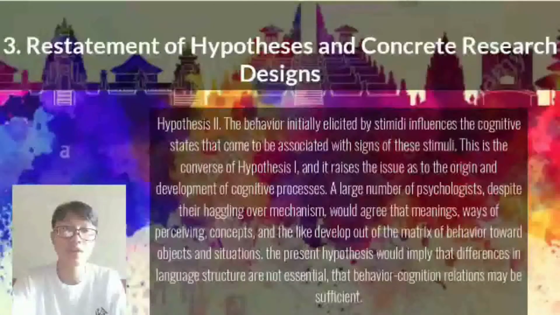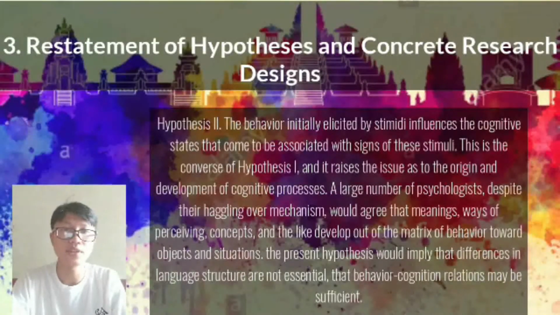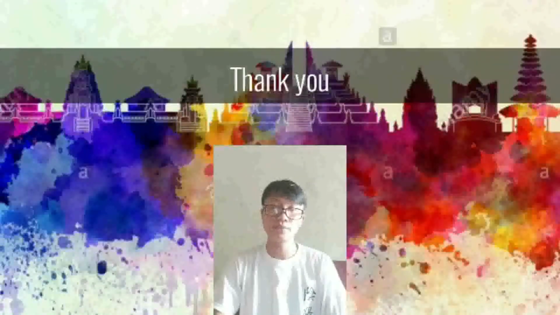Hypothesis 2. The behavior evoked by stimuli influences the cognitive states that come to be associated with sets of test stimuli. This is complementary to hypothesis 1, and it raises the issue of the origin and development of cognitive processes. A large number of psychologists, despite their differences over mechanism, would agree that meanings, ways of perceiving, concepts, and the like develop out of the matrix of behavior toward objects and situations. The present hypothesis would imply that differences in language structure are not essential and that the behavior-cognition relation may be sufficient. Okay, that's all. My friends will continue the explanation.